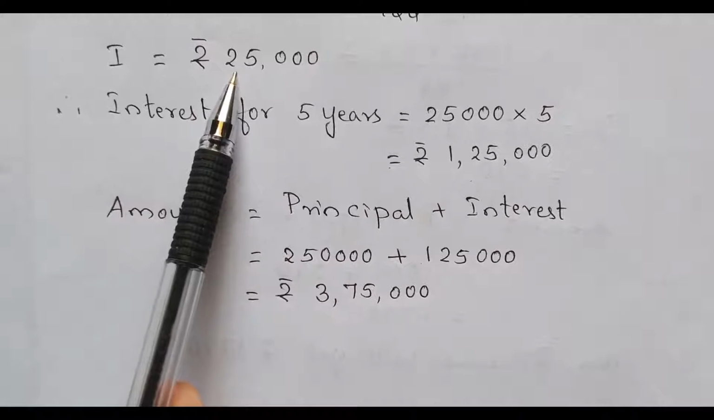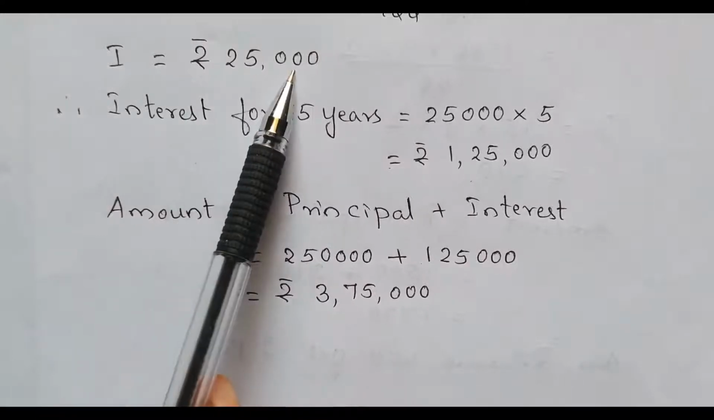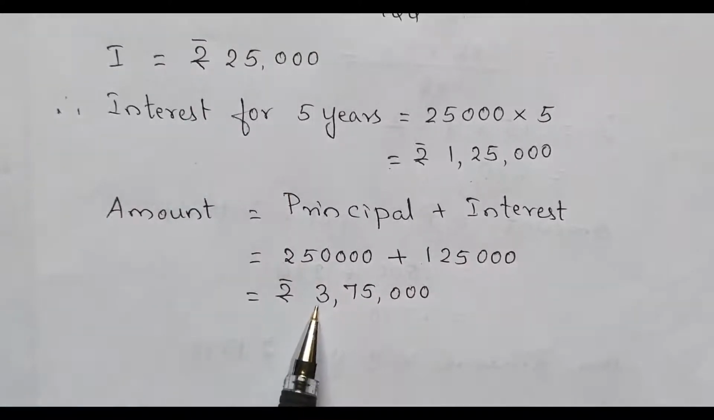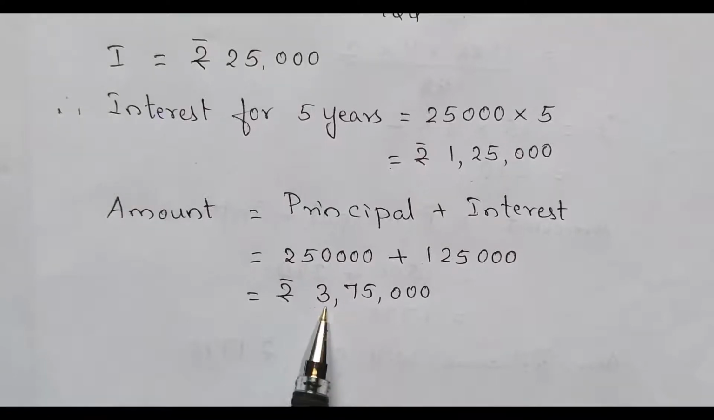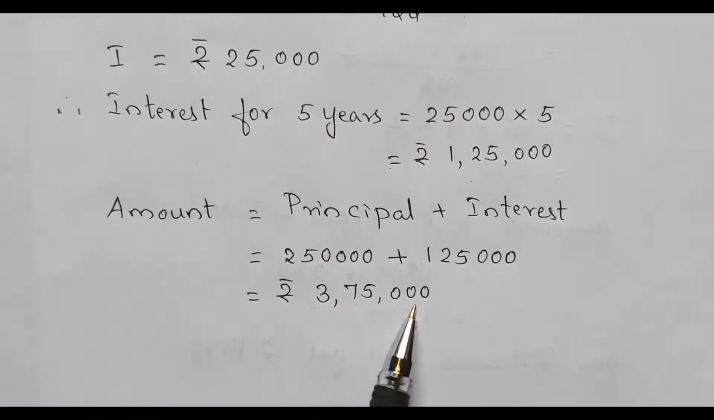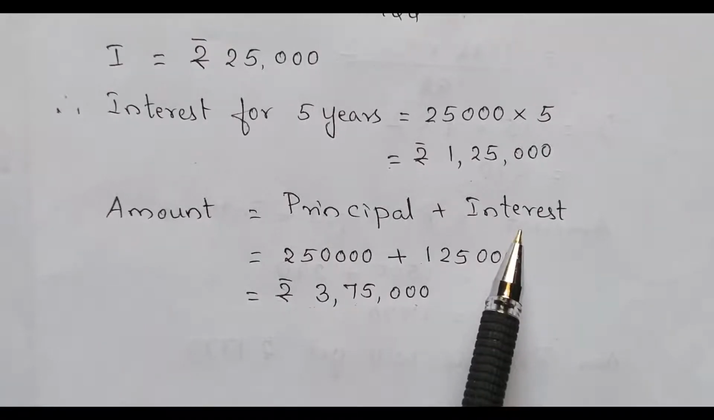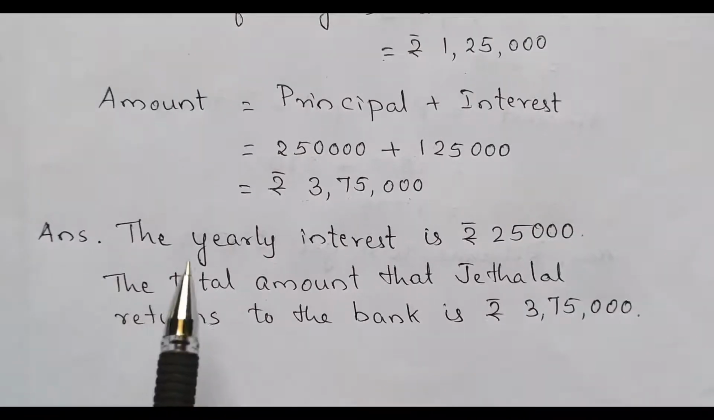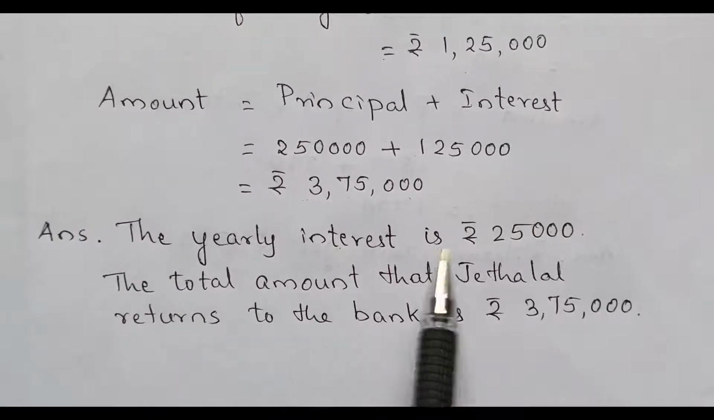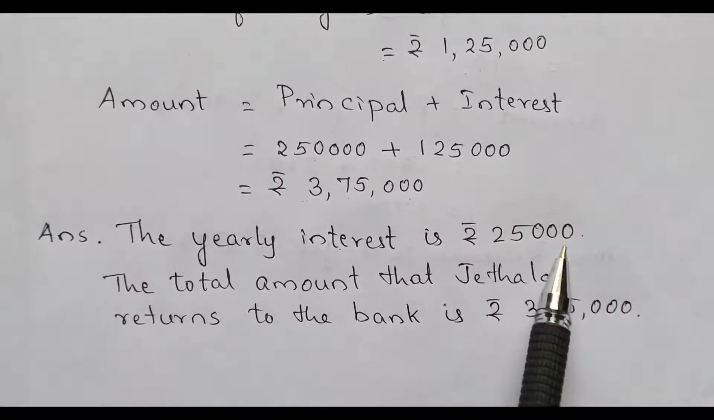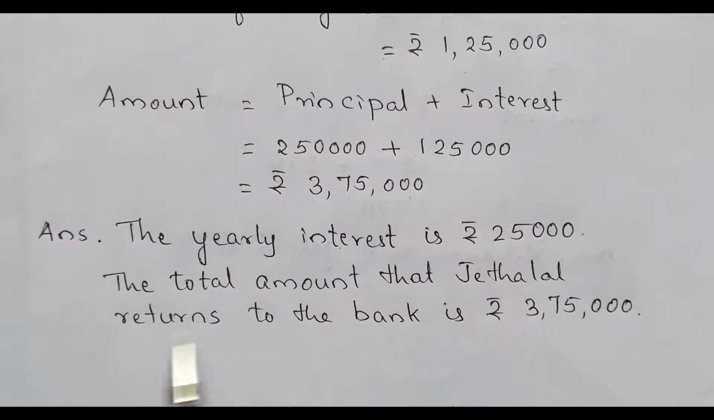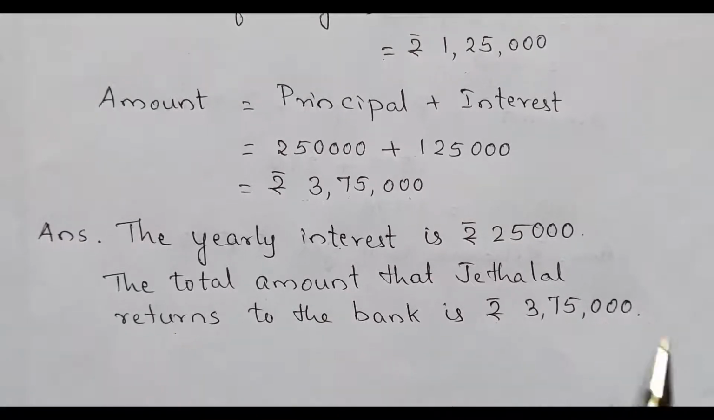The interest for 1 year is 25,000 rupees and the amount that he returns to the bank at the end of 5 years is 3,75,000. That is the principal plus the interest for 5 years. So we have the final answer. The yearly interest is rupees 25,000. And the total amount that Jethalal returns to the bank is rupees 3,75,000.